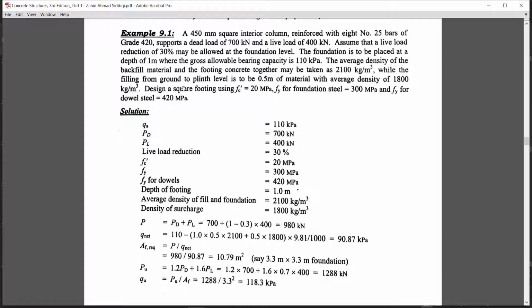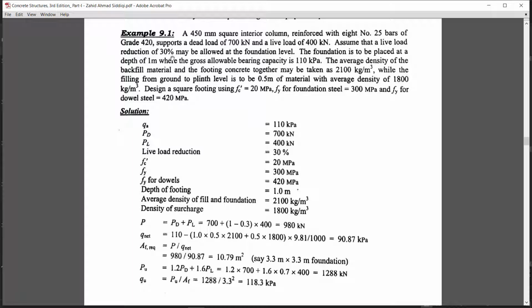While the filling from ground to the plinth level, means there is some fill on the ground, that is 0.5 meter of material with average density of 1800 kg per meter cube. Design a square footing using FC prime 20 megapascal, FY for foundation 300 megapascal, FY for dowel bars that will continue to the column, that will be 420 megapascal.